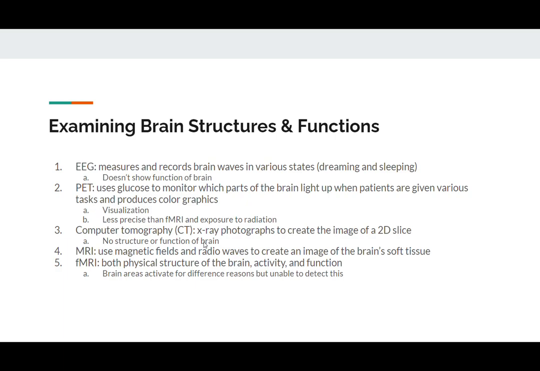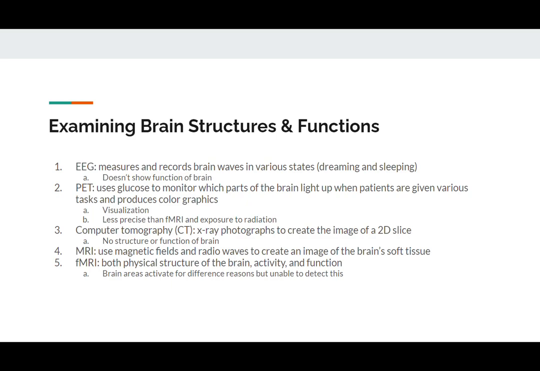And then we have PET. PET is less precise than fMRI and involves exposure to radiation. And then we have fMRI. Brain areas are active for different reasons, but we are unable to detect the exact reason by using fMRI. So please remember that this usually comes up in the multiple choice questions, and when the question asks you something related to glucose, please think about PET first. It should be the first thing that pops up in your mind when you see glucose.